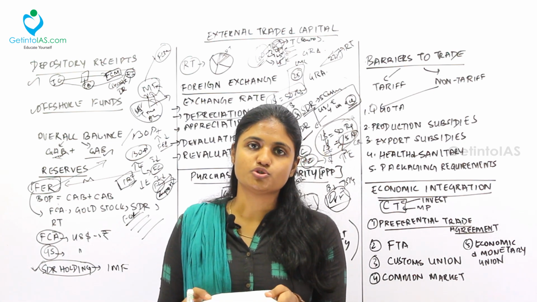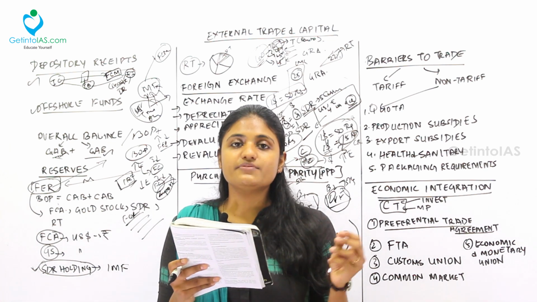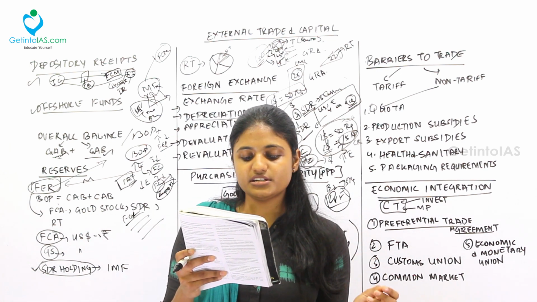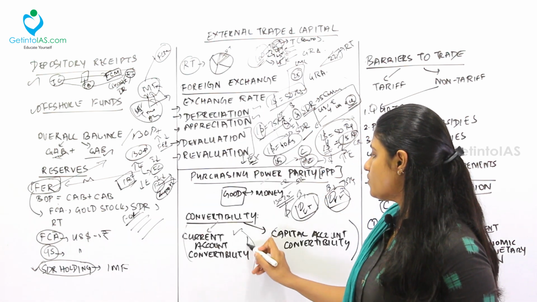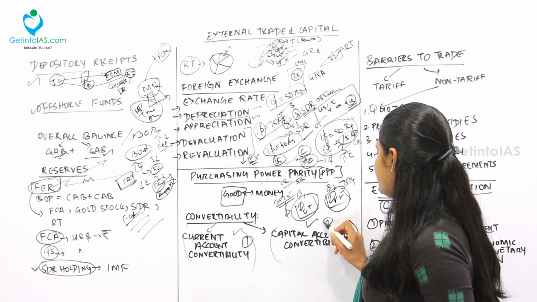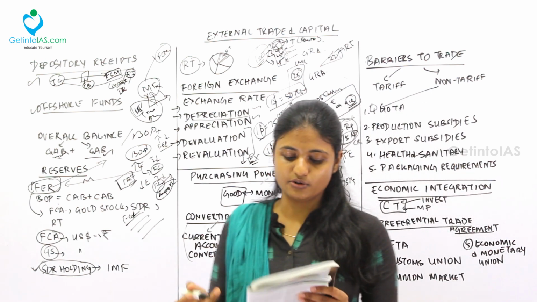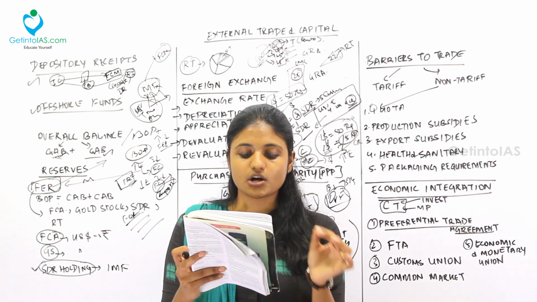Because the LPG reforms took place in 1991. So convertibility in current account was introduced first, and then convertibility in capital account was introduced after that. Okay. Now we'll see into the current account convertibility.